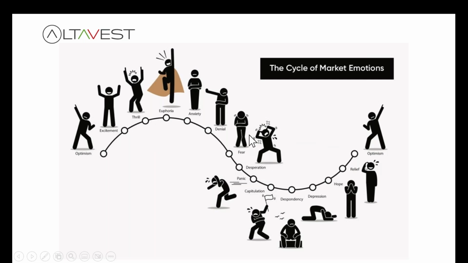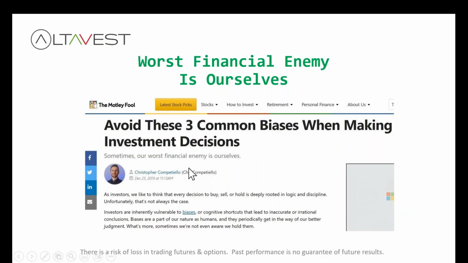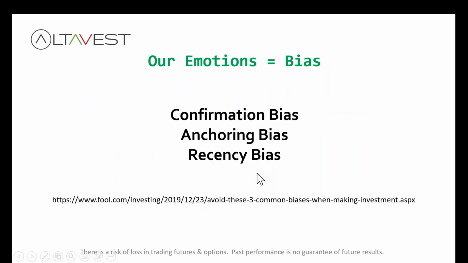This is a graph that kind of illustrates that, the emotional roller coaster ride. You know, you're euphoric when things are going well. You are despondent and depressed at the lows, so to speak, and then you get optimistic again. So Motley Fool says we've got these 3 common biases. We can become our own worst financial enemy.